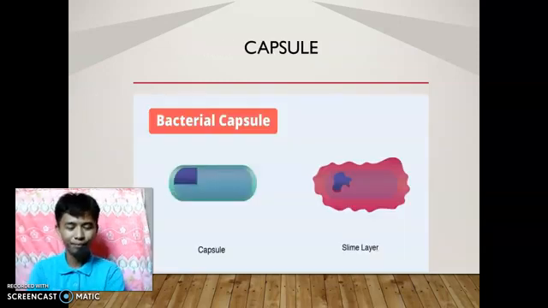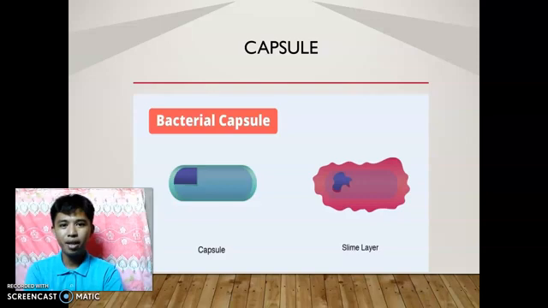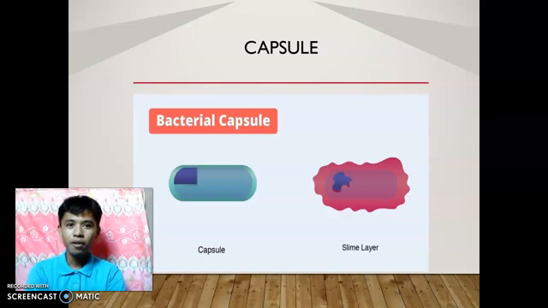Capsule. Some species of bacteria have a third protective covering. A capsule is made up of polysaccharide. Capsules play a number of roles, but most important are to keep the bacterium from drying out and to protect it from phagocytosis.